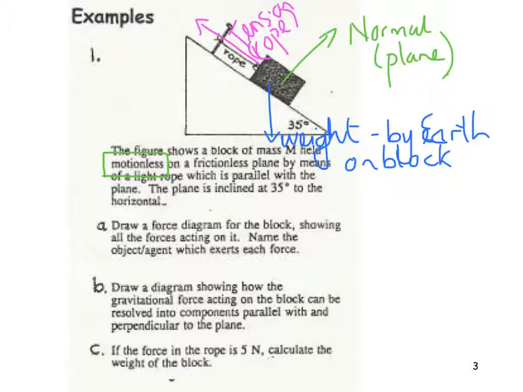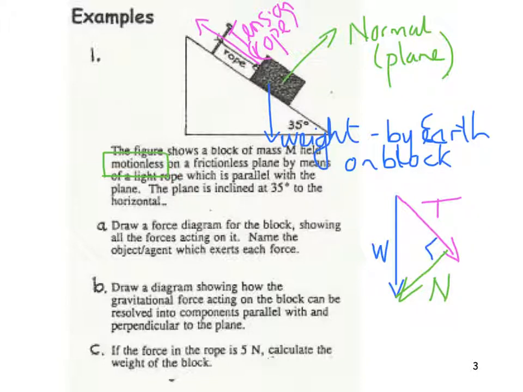Draw a diagram to show how the gravitational force acting on the block can be resolved into its components, parallel and perpendicular to the plane. So I'm going to draw a diagram separately here. That's my weight. And then parallel to the plane, this can be resolved into a force acting down like that, which is going to be equal to the tension, because this is all stationary, and perpendicular to the plane, there is going to be a force over here, which is going to be equivalent to the normal.